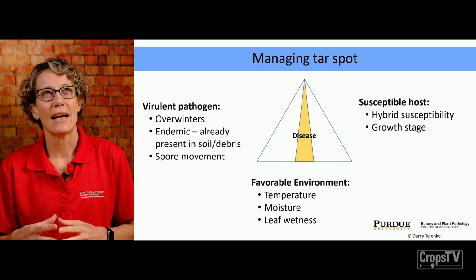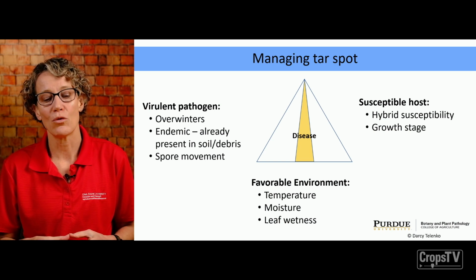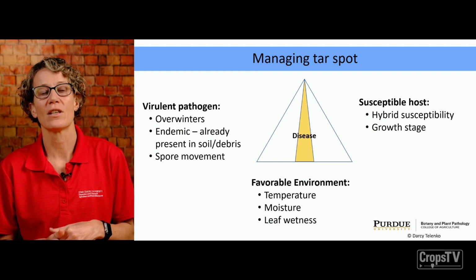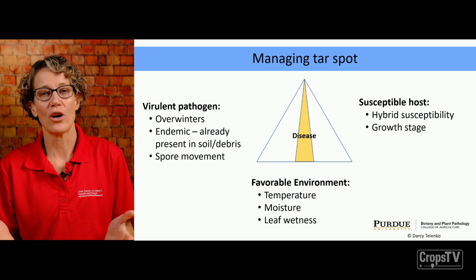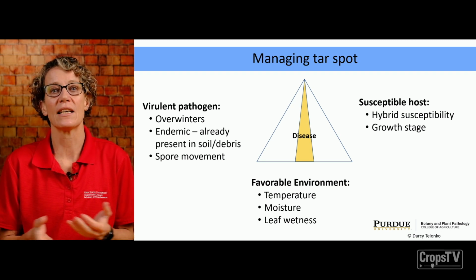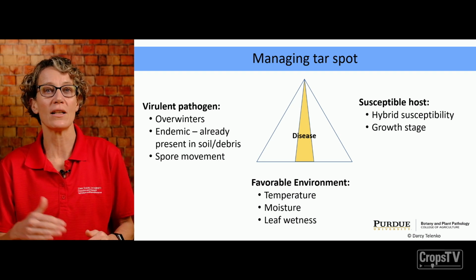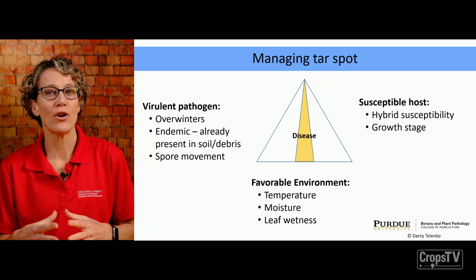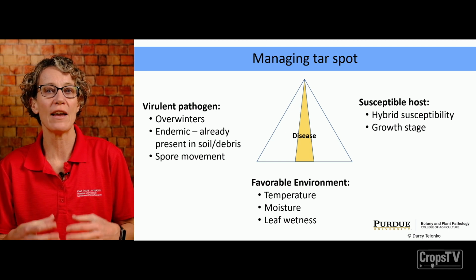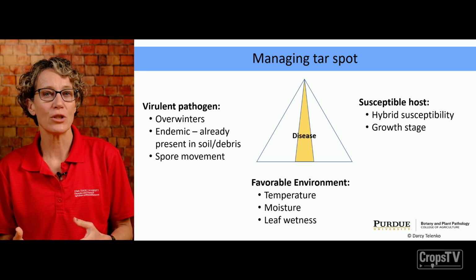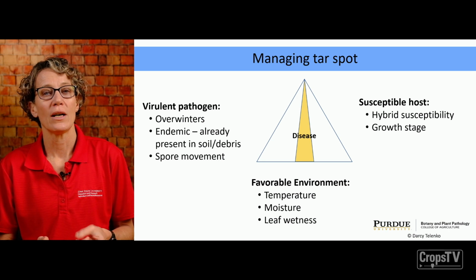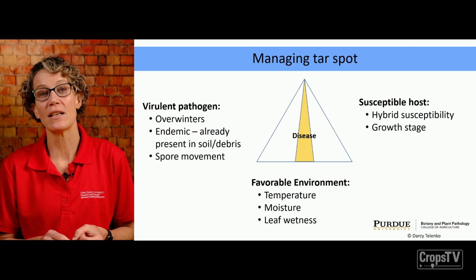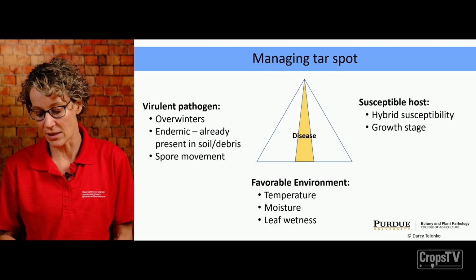Damon has some reports where he has seen volunteer corn in a wheat field at growth stage V4, V5, V6, and it has tar spot on it. So we know that at all growth stages, corn is susceptible. And then the environment, we're learning about the environment. What is the favorable environment? And so what temperatures favor it? We know moisture is very important, as with any fungal disease, and leaf wetness plays a big role in infection and disease development.